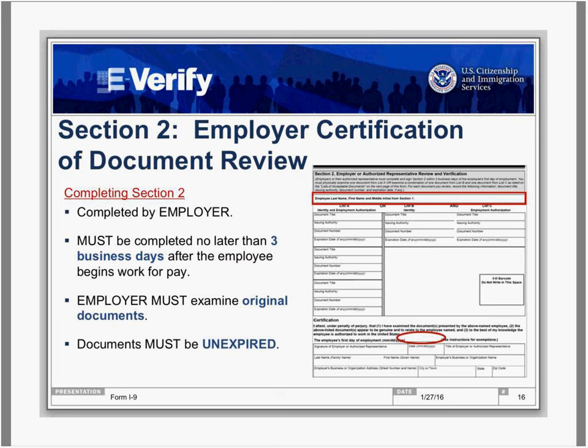Go back to that paragraph there. Must be completed no later than 3 business days after the employee begins work for pay. 3 business days after Monday: Tuesday, Wednesday, close of business Thursday. And it's your business days. In the example that Casey's firm is closed on Saturday and Sunday, let's say the first day I start working for pay is a Thursday. What day then would the I-9 need to be completed? That would be Friday, Monday, Tuesday. Because remember, closed on Saturday and Sunday.